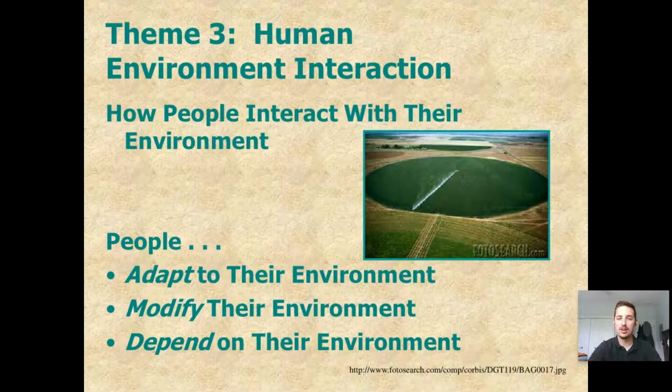Theme 3 of the 5 themes of geography is human-environment interaction. It's how people interact with their environment. People adapt to it, they modify it, and they depend on it. So we adapt to it. If it's cold all the time, we buy some winter clothes so we can live comfortably, right?